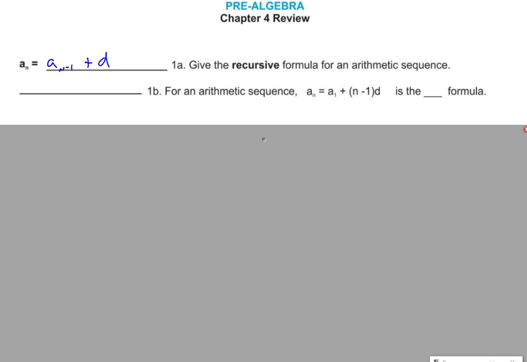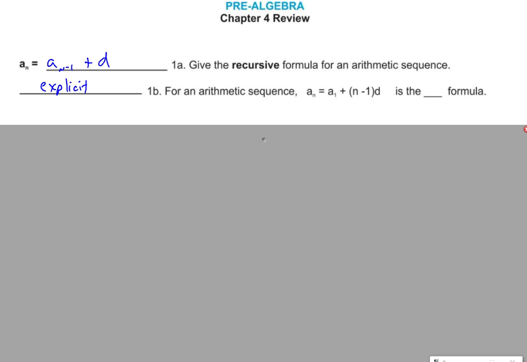1b for the arithmetic sequence: a sub n equals a sub 1 plus n minus 1 times d. This is the blank formula. What fills that in? Which formula is this? Well, I'll give you a hint. It's not the recursive formula. Therefore, it is the explicit formula.